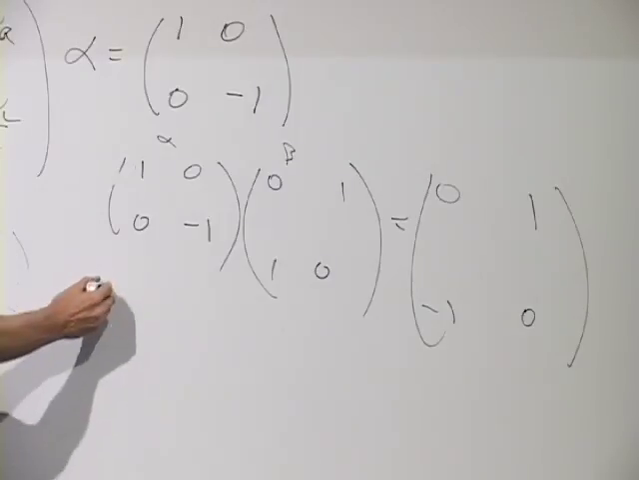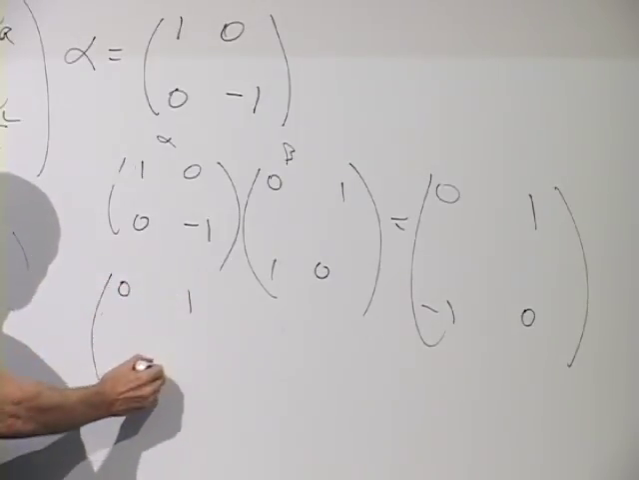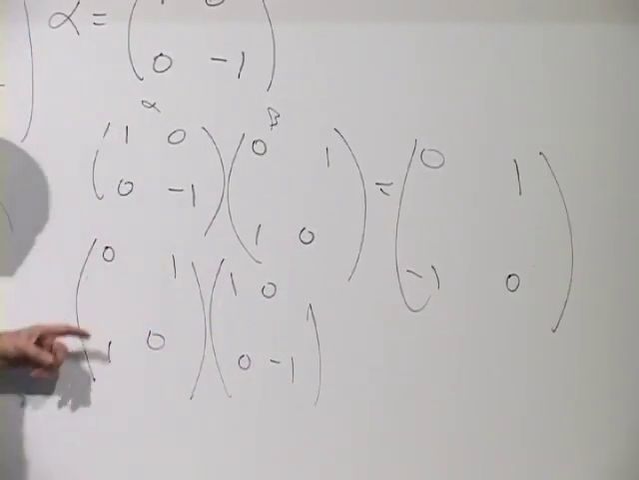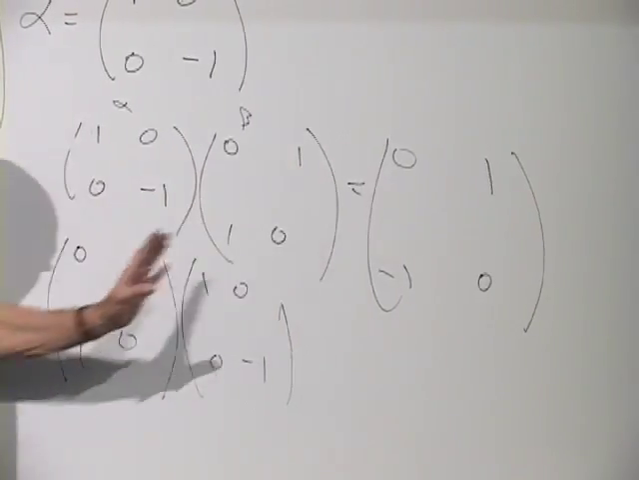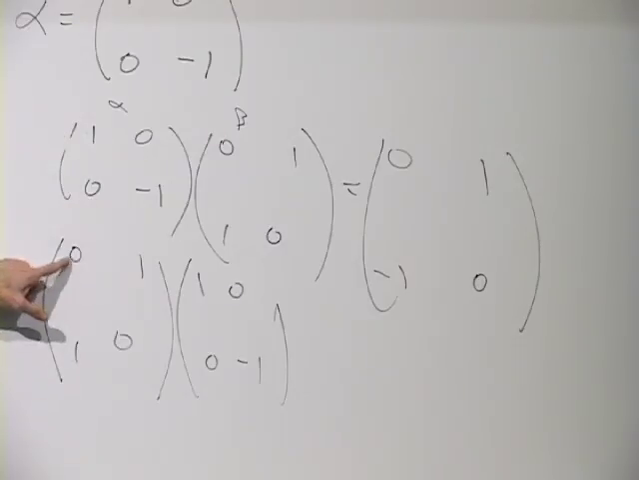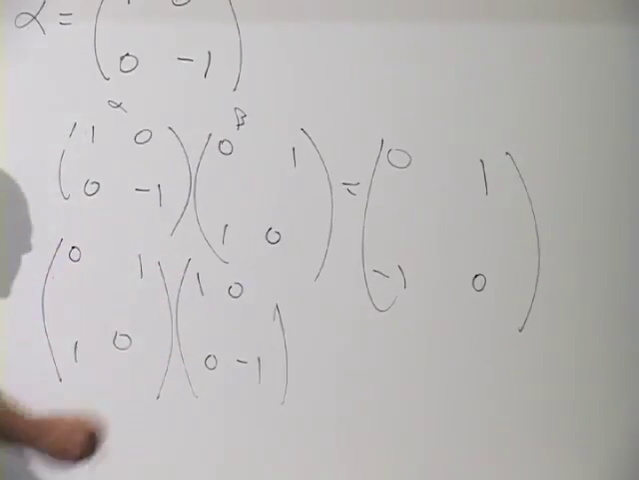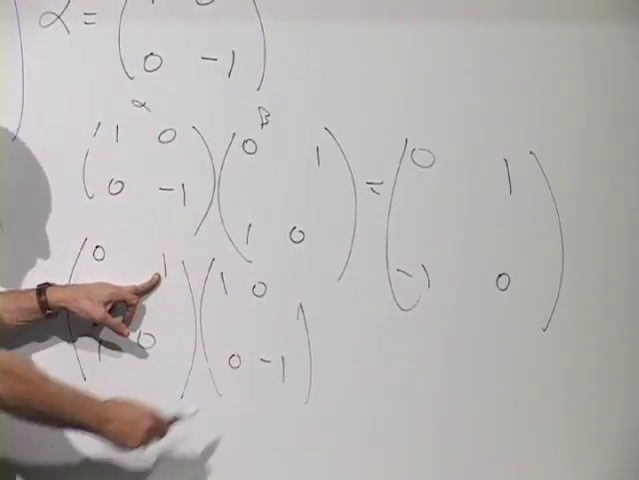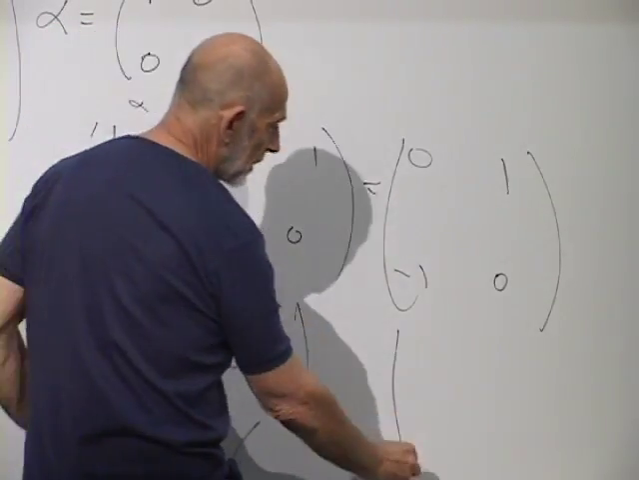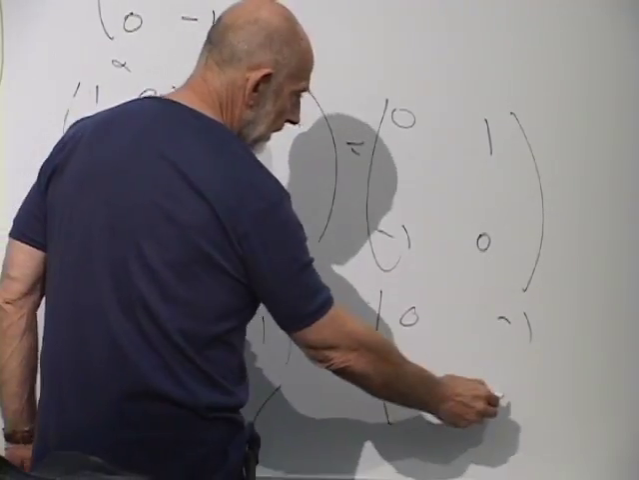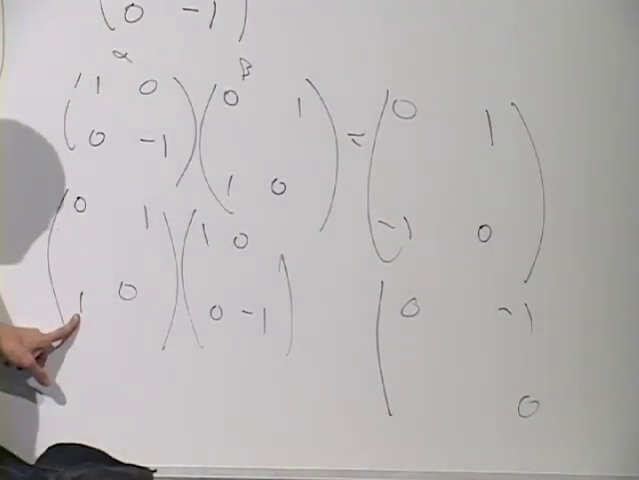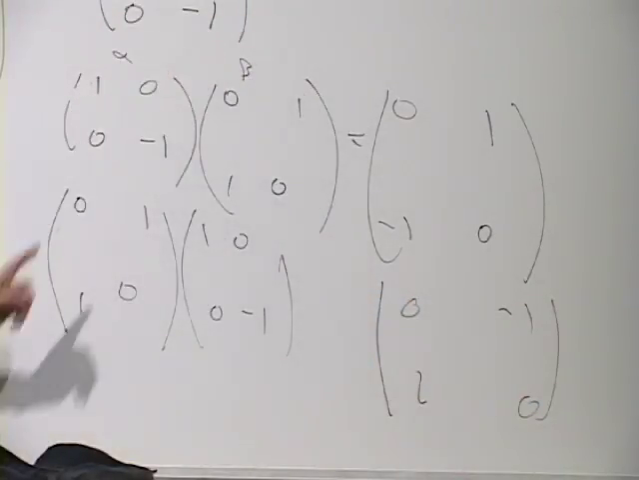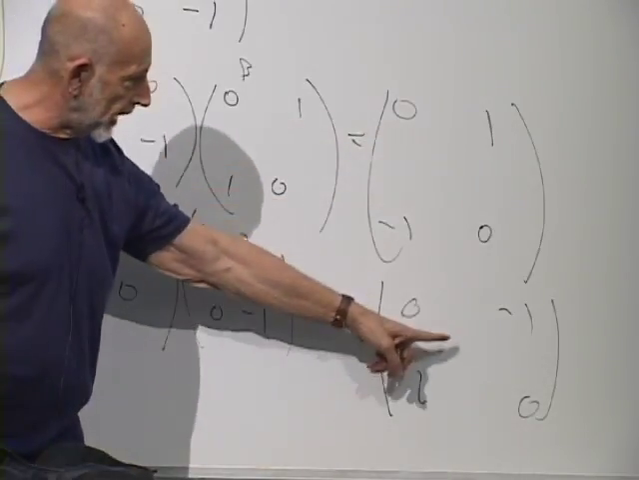How about beta times alpha? Let's do it in the opposite order. [0, 1; 1, 0], that's beta. Alpha is [1, 0; 0, -1]. The left diagonal element is 0 times 1 plus 1 times 0. Good, that's 0. But let's look at the upper right-hand corner. That's 0 times 0, 1 times minus 1. So whatever it is, we get a minus 1 here, a 0, a 0, and a 1 down here. So alpha beta is the negative of beta alpha. This is the negative of this.